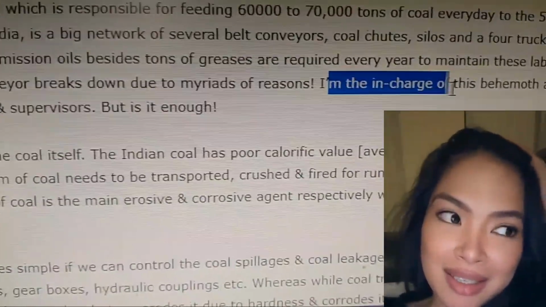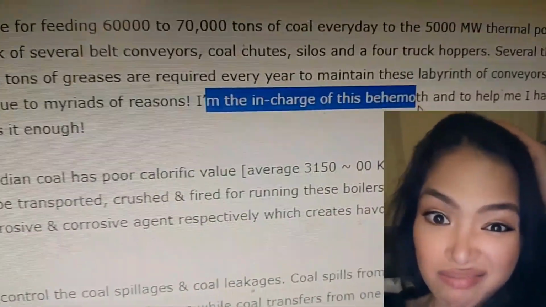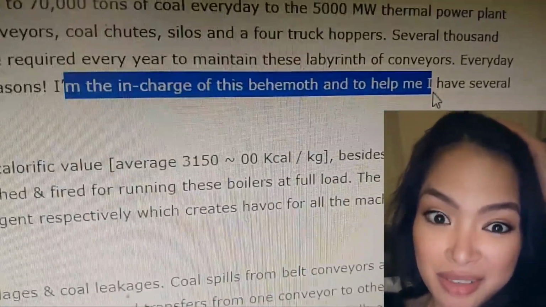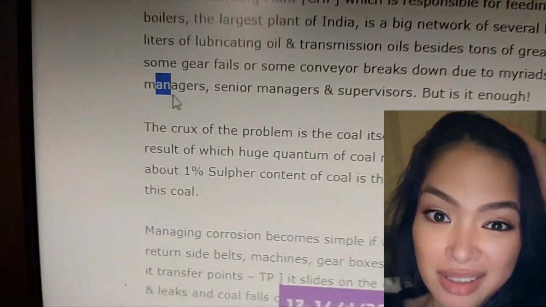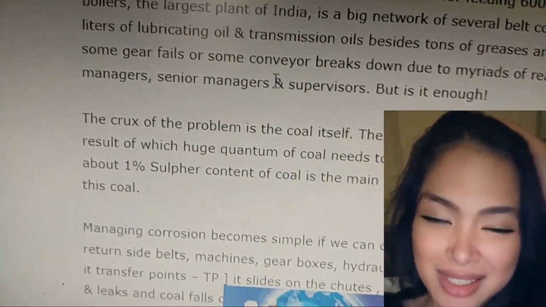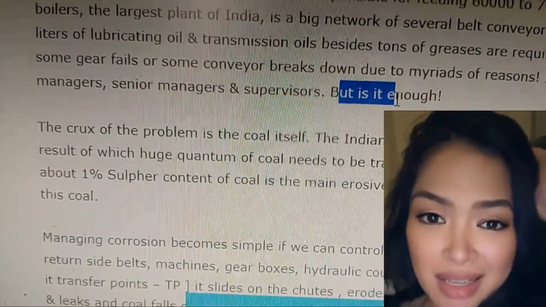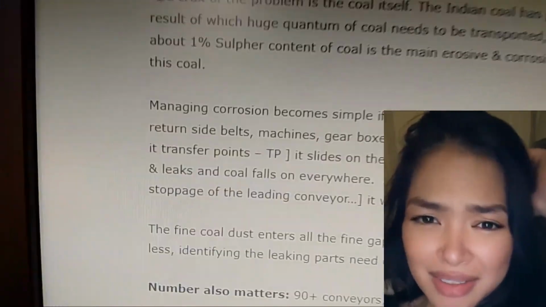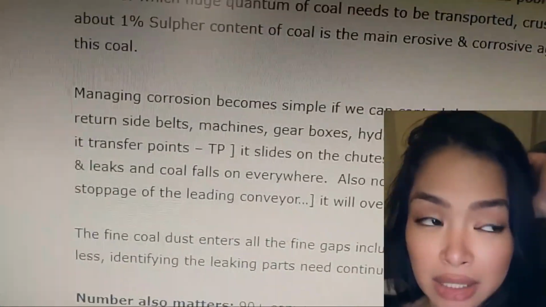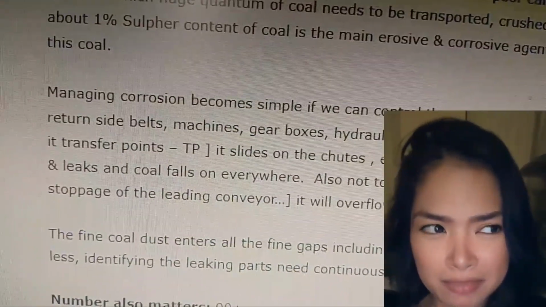I am in charge of this behemoth, and to help me, I have several managers and senior managers, but it is not enough. The cause of the problem is the coal in itself.